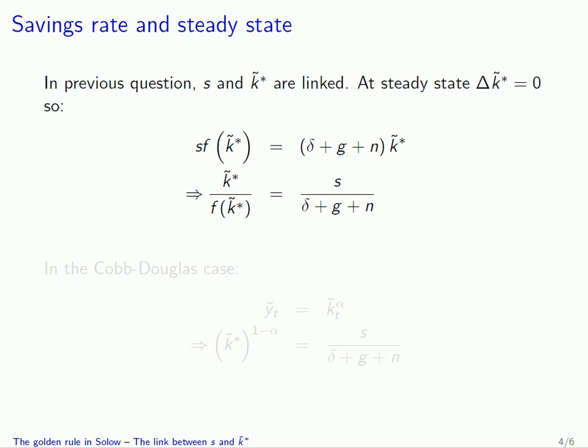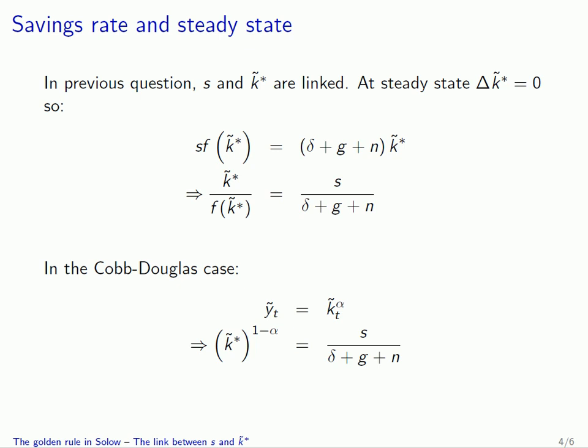So here in this formula there is a clear link between, on the left hand side, an expression that only takes into account capital per effective worker, K tilde star, and on the right hand side of the equation an expression that only takes into account the savings rate plus some exogenous parameters. The link is very straightforward in the Cobb-Douglas case, because here the production function, or output per effective worker, Y tilde T, is equal to K tilde T power alpha. So this expression on the left hand side boils down in steady state to K tilde star power 1 minus alpha, which is still equal to S divided by delta plus G plus N.